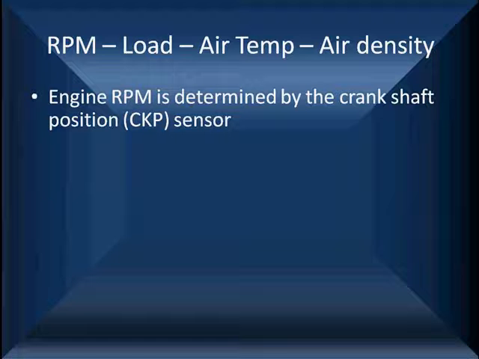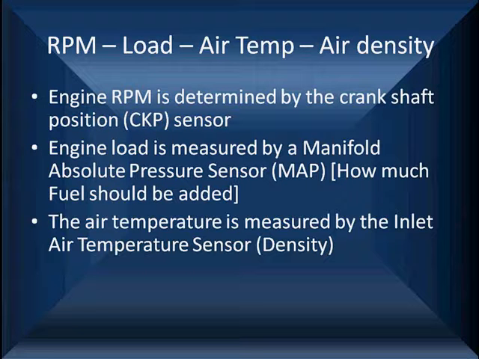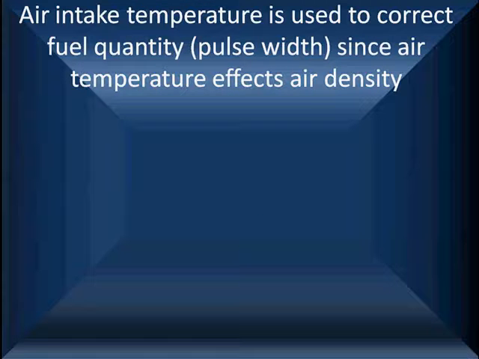Engine RPM is quite simple. It's determined by the crankshaft position sensor. And we know how important that is and exactly what it's going to do for the injection. Now, the engine load is measured by the manifold absolute pressure sensor. It determines how much fuel should be added. The air temperature is measured by the inlet air temperature sensor to check the density of the air. The inlet air temperature is a correction that we sometimes overlook.